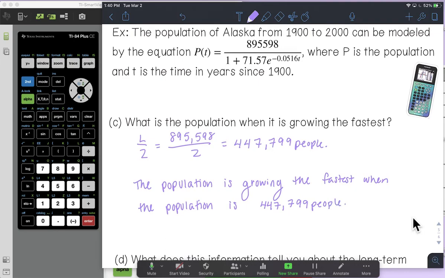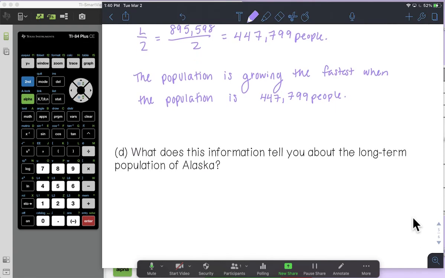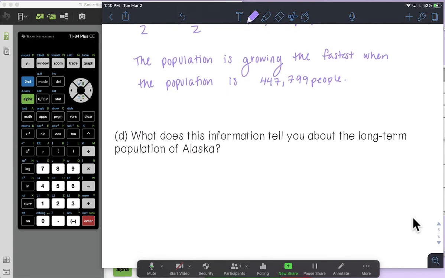And so the final question about Alaska for today is, what does this information tell you about the long-term population of Alaska? What they're really asking is, what is the limit as t goes to infinity of P of t? That's always going to equal the limiting factor, which in our case is 895,598. So that means that over time, that is what the population of Alaska is approaching.